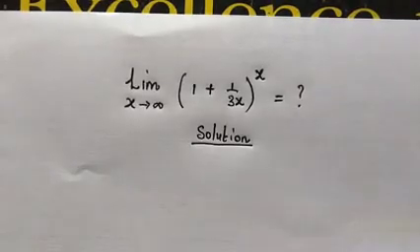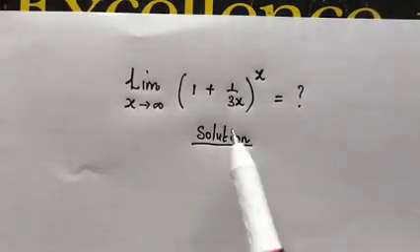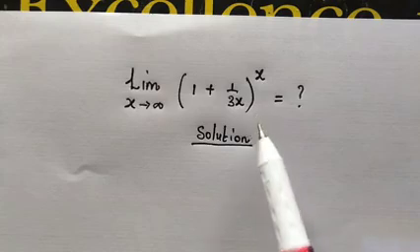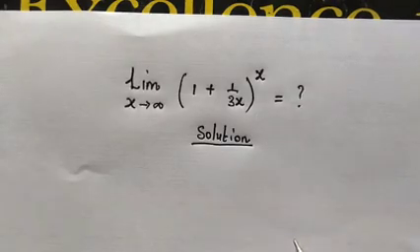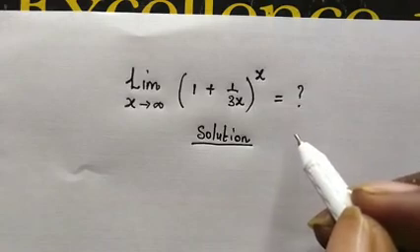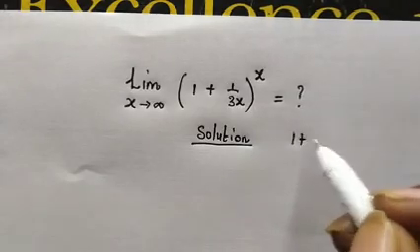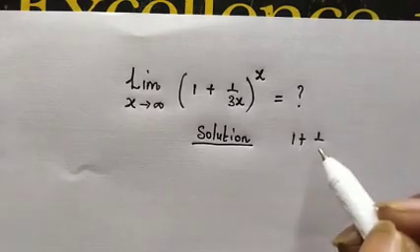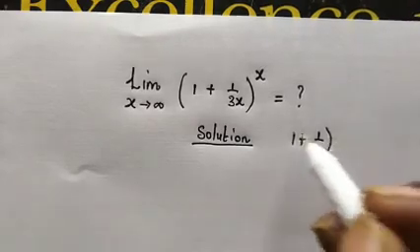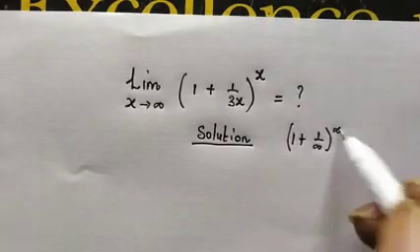Today we have another interesting limit. Limit as x is approaching infinity of (1 + 1/(3x)) raised to the power of x. If we make direct substitution, we get 1 plus 1 over 3 times infinity, that will give us infinity, right? Whole raised to the power of infinity.